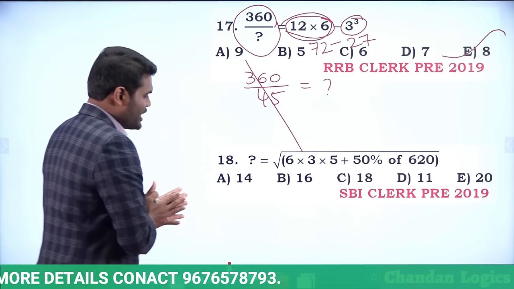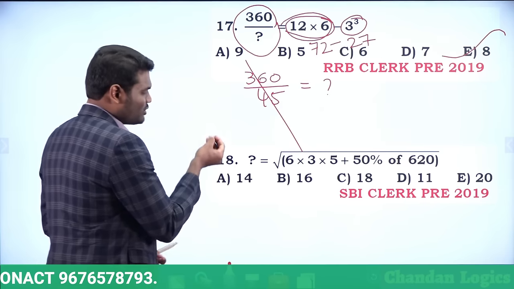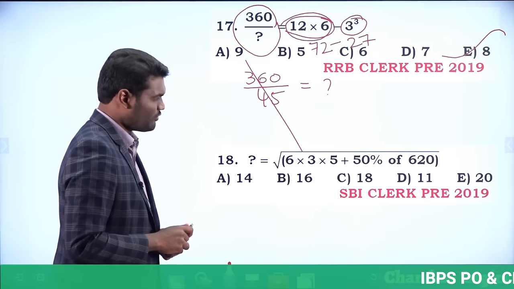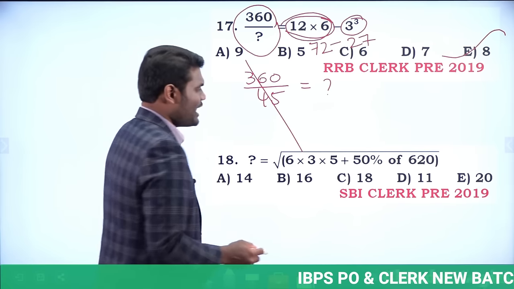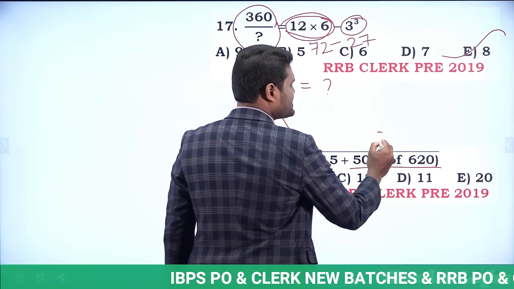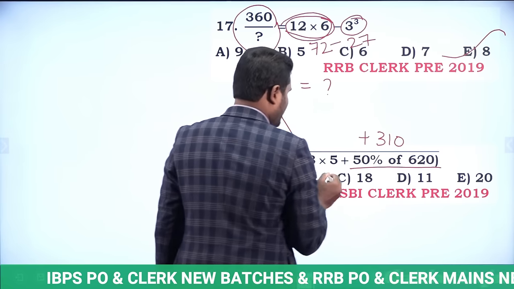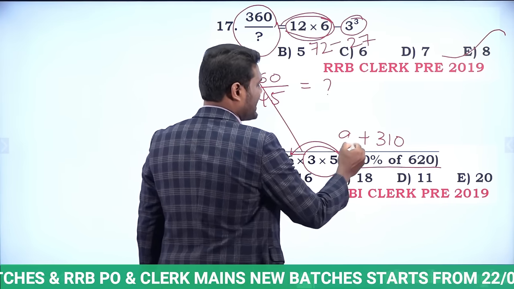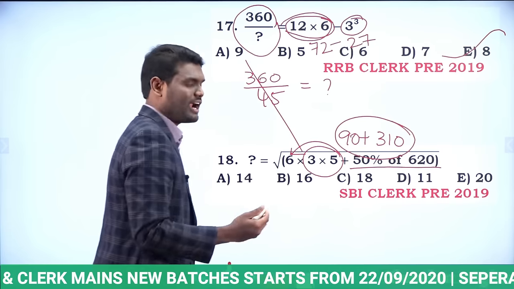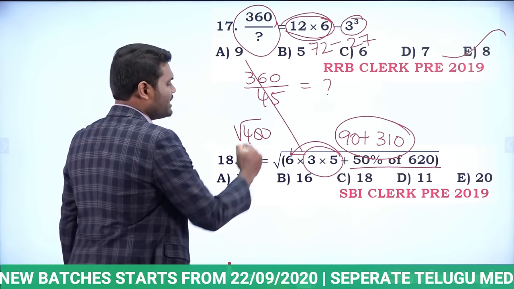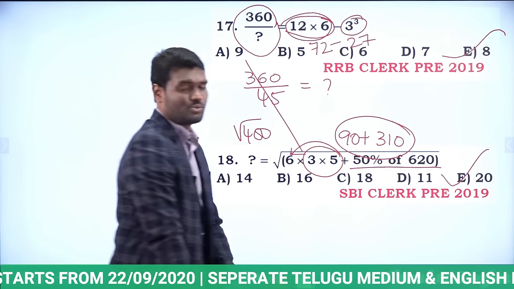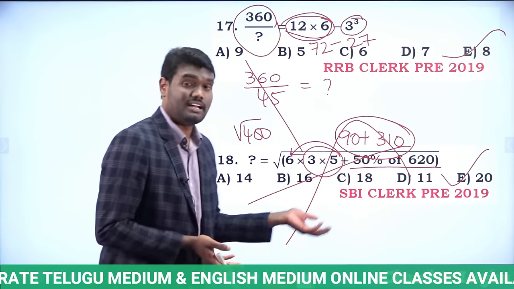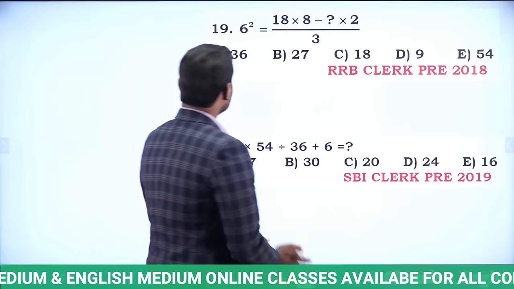Okay. Next question. You are supposed to find the value of question mark. Now this is square root of 6 into 3 into 5 plus 50% of 620 is equal to how much? Now look here, 50% of 620 is nothing but 310 plus, if you observe here, 3 into 5 is 15, 15 into 6 is nothing but 90. Now 310 plus 90 is 400. So square root of 400 is nothing but 20. So simply we can say the answer is 20. Even this calculation is not required. You can just observe the question and mark the answer in fractions of seconds. Okay. Let's look at the next one.